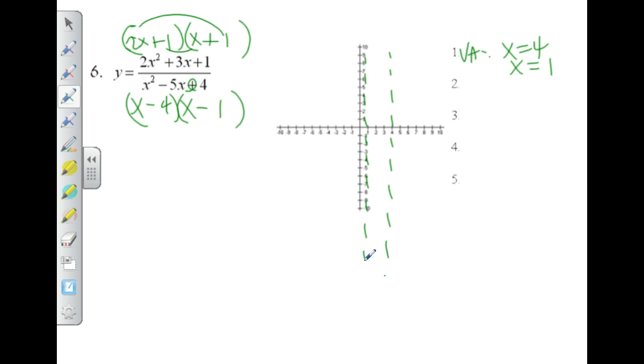So I got 2 vertical asymptotes that are going to alternate from positive negative to negative positive. So the HA, the horizontal asymptote, since the degree of the numerator is equal to the degree of the denominator, I'm just going to do this A over B. In this case, y equals 2.